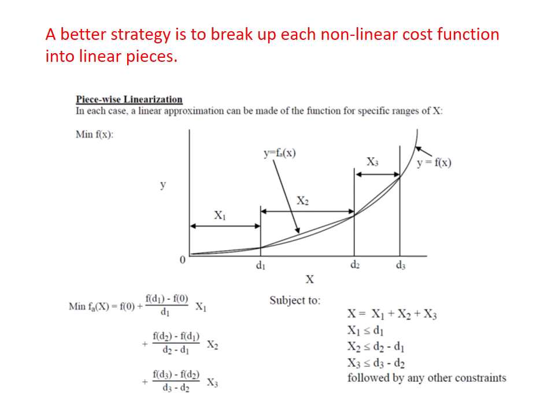And we have a number of constraints on the system here. The first is that the total amount that we produce has to equal x1 plus x2 plus x3. The total amount of x1 we can produce has to be less than d1. Total amount of x2 we produce has to be less than d2 minus d1. Total amount of x3 we produce has to be less than or equal to d3 minus d2.